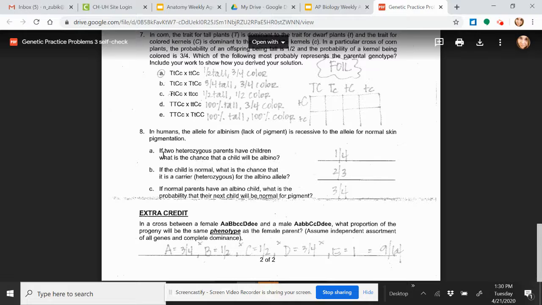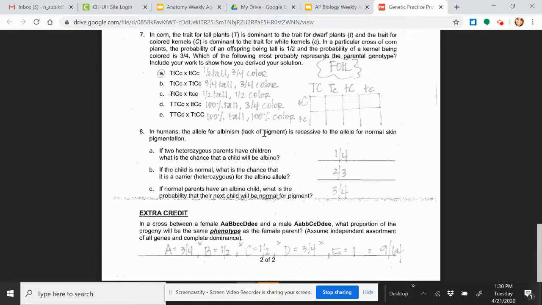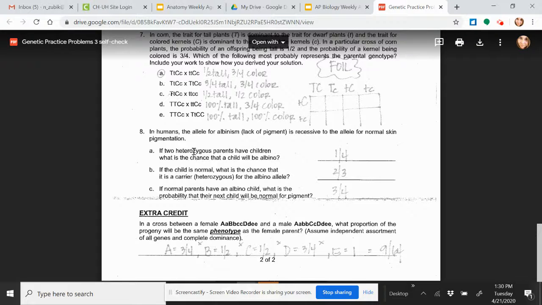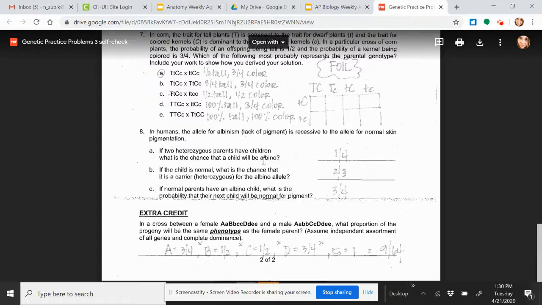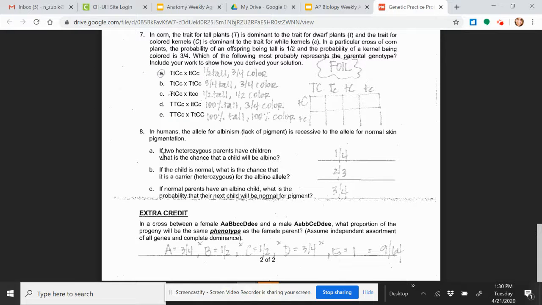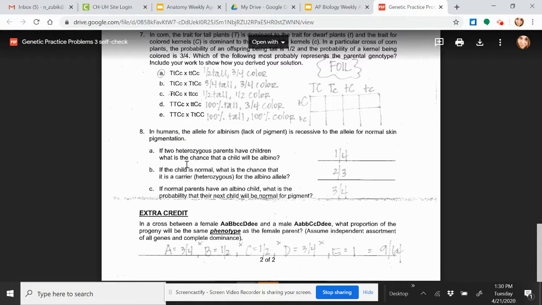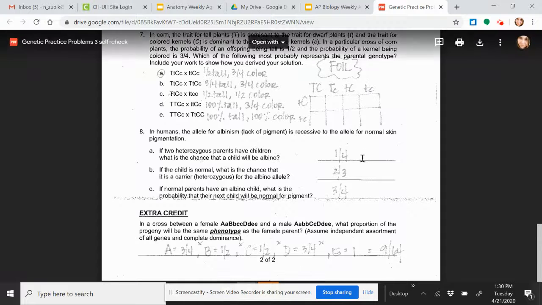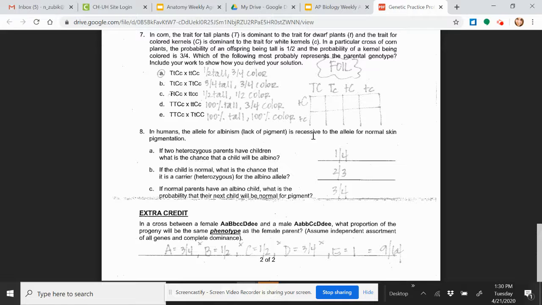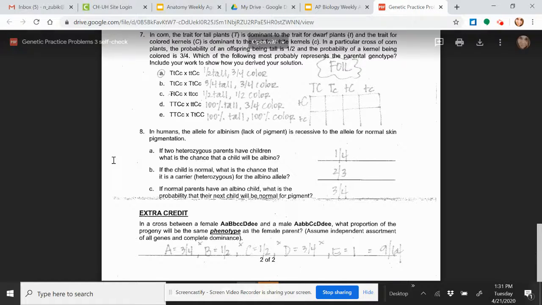And 8. In humans, the allele for albinism is recessive to normal pigmentation. If 2 heterozygous parents have children, what is the chance the child will be albino? Remember, with that heterozygote cross, we will always see the 1:2:1 ratio. And so albino is recessive. That would be both little letters, so 25% or 1/4.